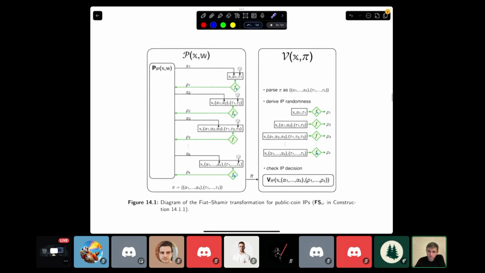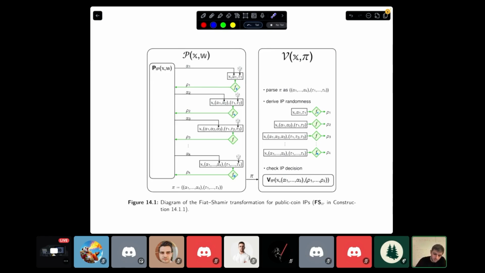actually perfectly models the state restoration soundness. So we're not going to go through these proofs, but actually the soundness of this construction is exactly the soundness of the state restoration soundness of the underlying IP. So how would you go about applying the Fiat-Shamir transformation on the IP?